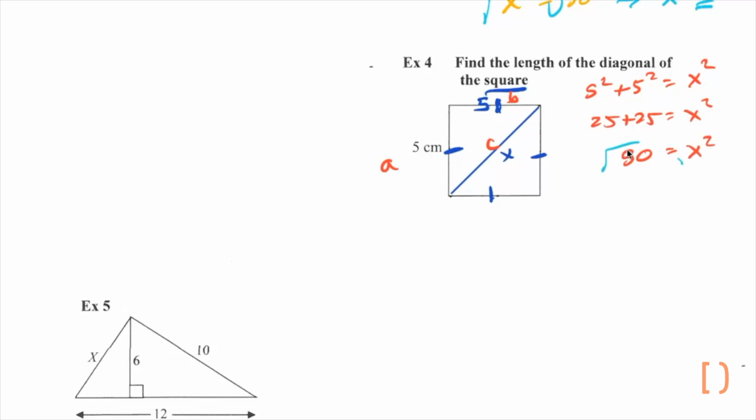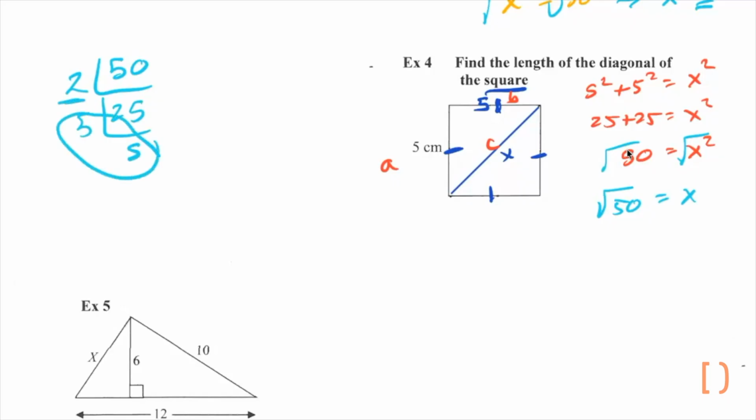Square root both sides. Now again, you could leave it like this. It'll be a little off. You want to simplify it. So let's try to simplify 50. I'd like to do upside down division. So the 50 divided by 2 is 25. 25 divided by 5 is 5 and 5. I have a pair of 5s, and the 2 gets left over. So this is just going to be 5 square root of 2. So that's what our x is, 5 square root of 2.